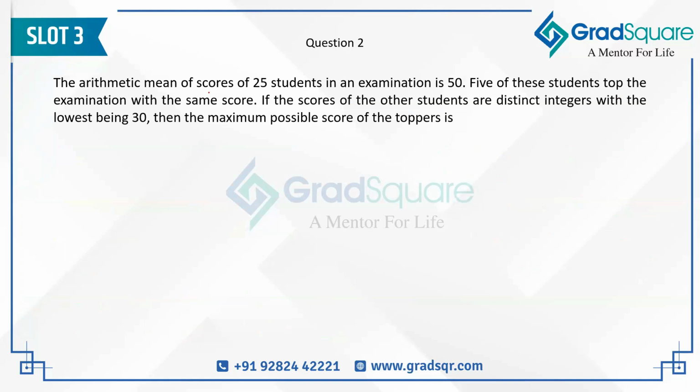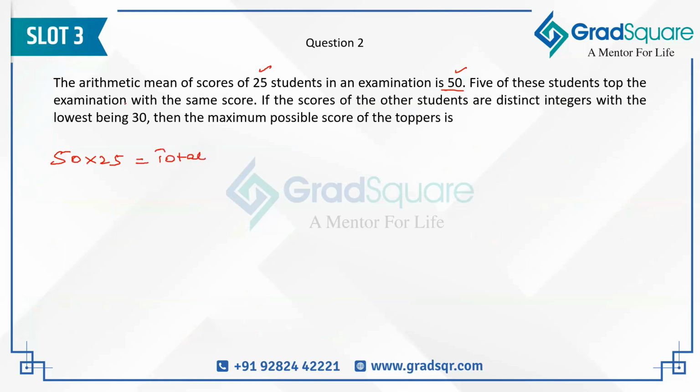This question says the arithmetic mean of scores of 25 students in an examination is 50. So you have a total of 25 students in the examination, and you have the average as 50, right? So 50 into 25 is going to be what? The total score of all 25 students.